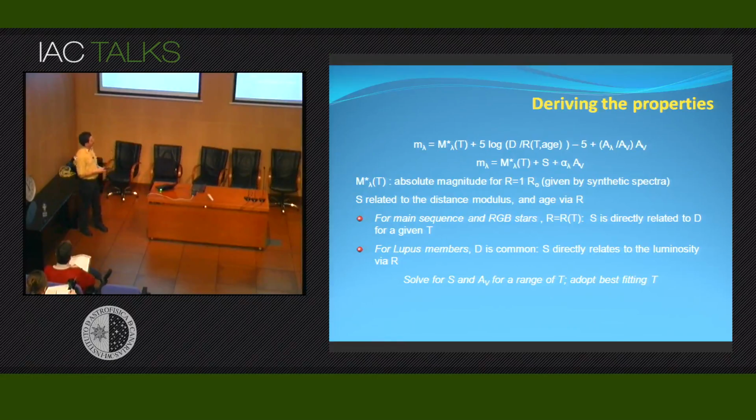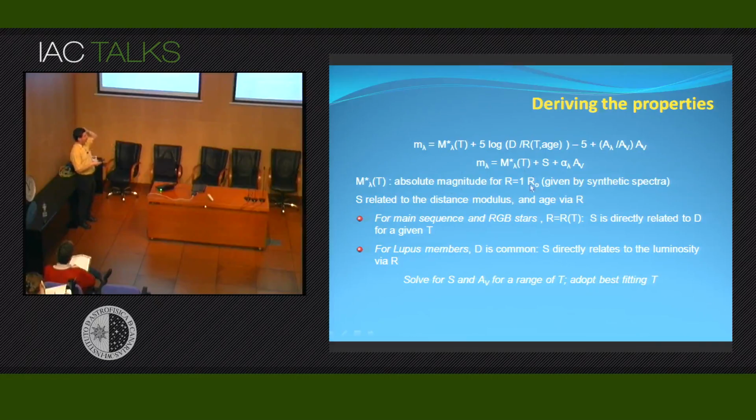Therefore, if we solve this system of equations, for which we have one for each of the bands that we are considering, typically we'll have 6 equations of this kind with 3 unknown parameters: the temperature, the parameter S, and the extinction. We can solve for S and extinction for a range of temperatures and identify the best fitting temperature as the one that provides the least residuals to the observed magnitudes. So it's as simple as that.